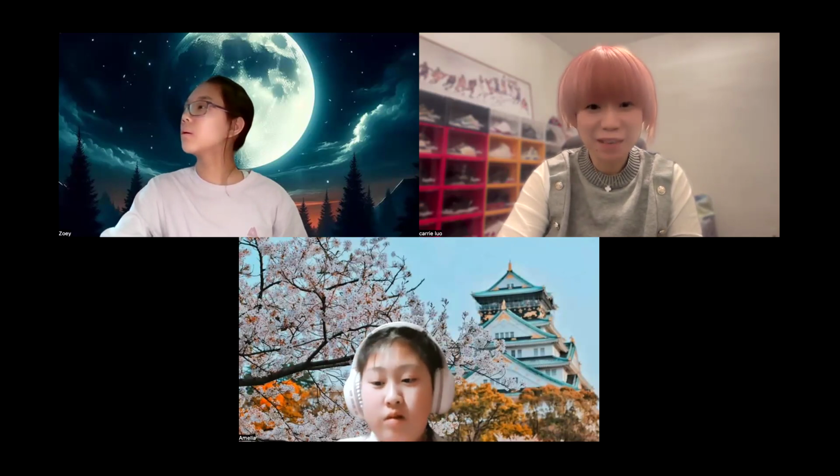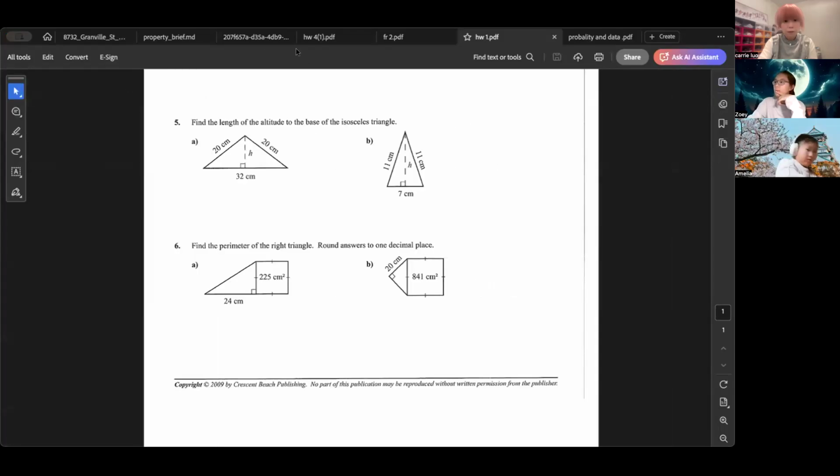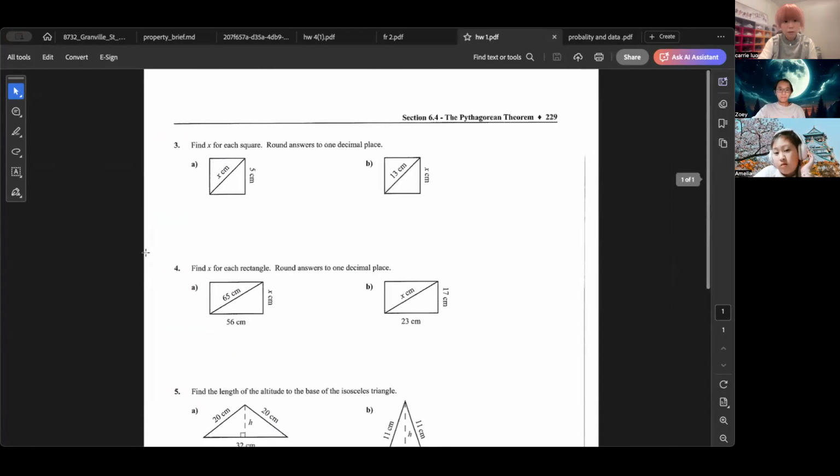Okay, so we're going to review the Pythagorean theorem first, then we learn the probability. Okay, Zoe and Amelia? So let's take a look at this part first, okay? Can you see it? Okay, so we're going to take a look at this one.